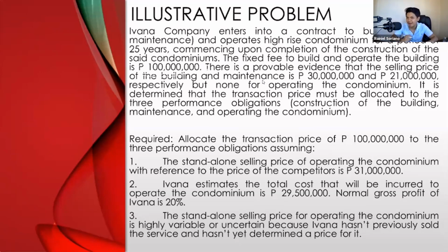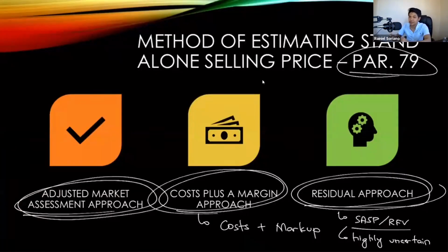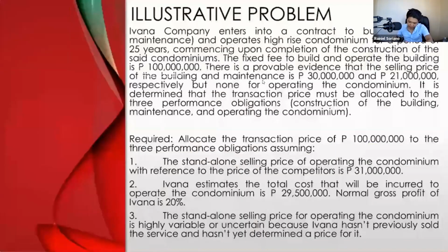But there's a problem: the operation has no relative fair value. Okay? So we will estimate using one of these 3 methods. So number 1 tayo. The standalone selling price of operating the condominium with reference to the price of the competitors is 31 million pesos. Right? So let's allocate.